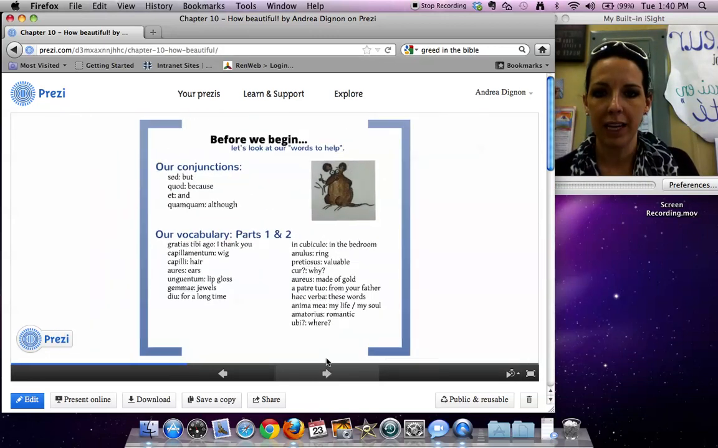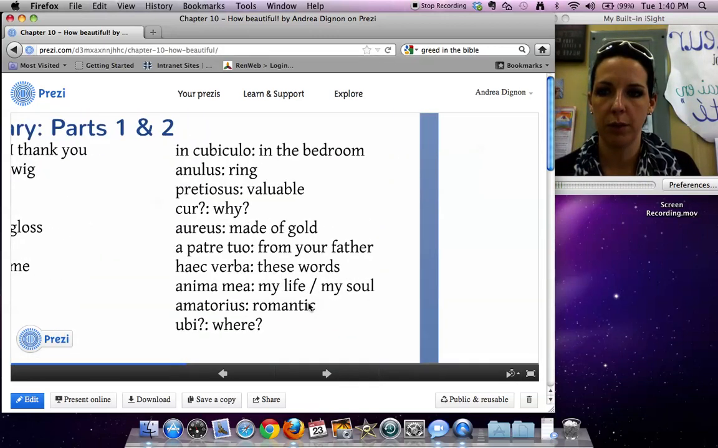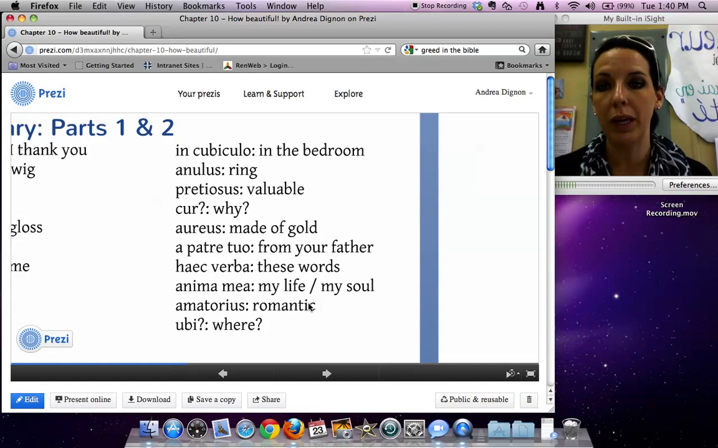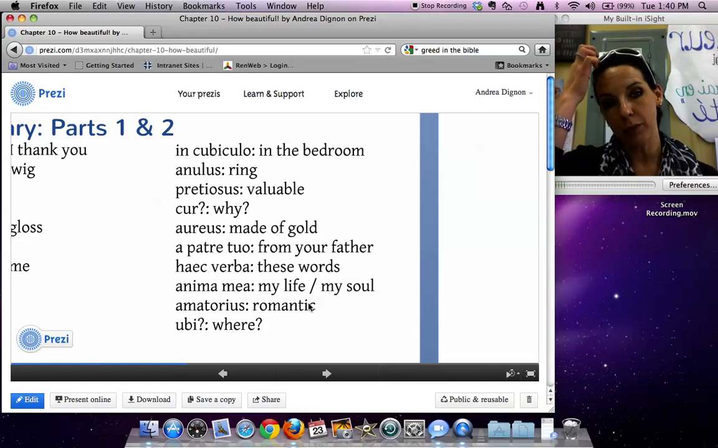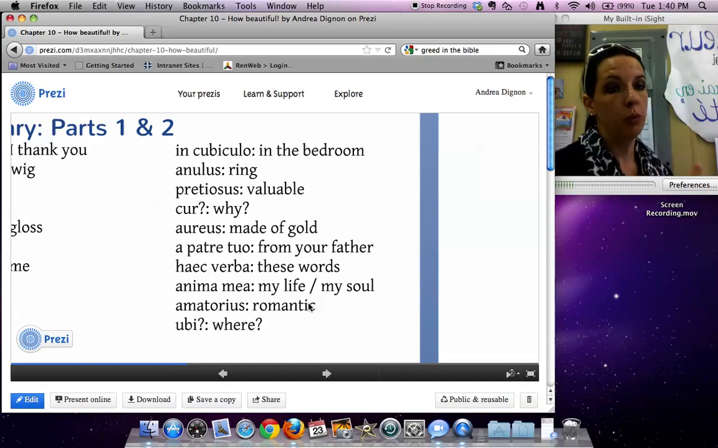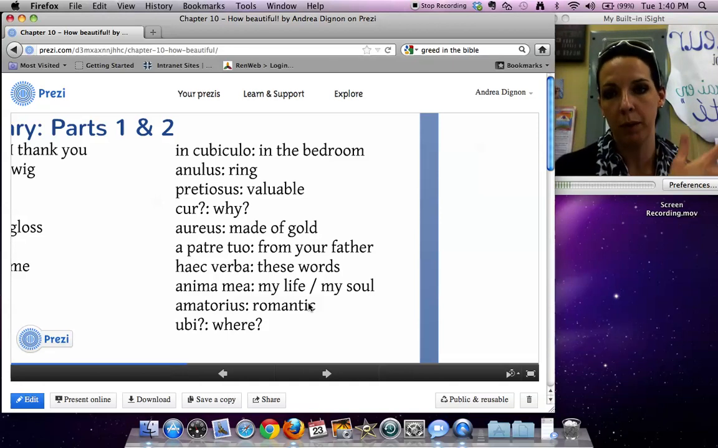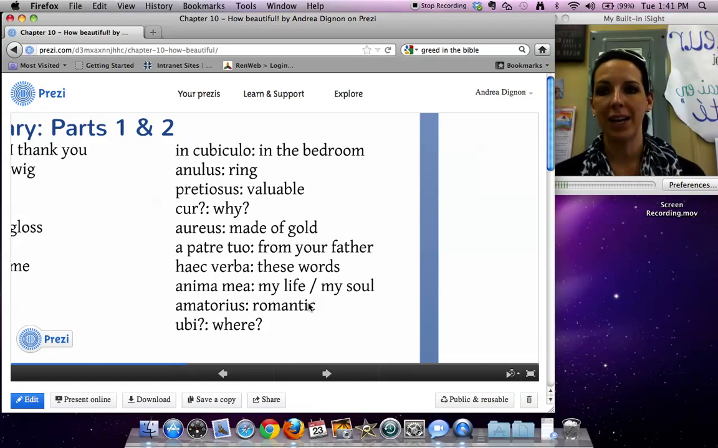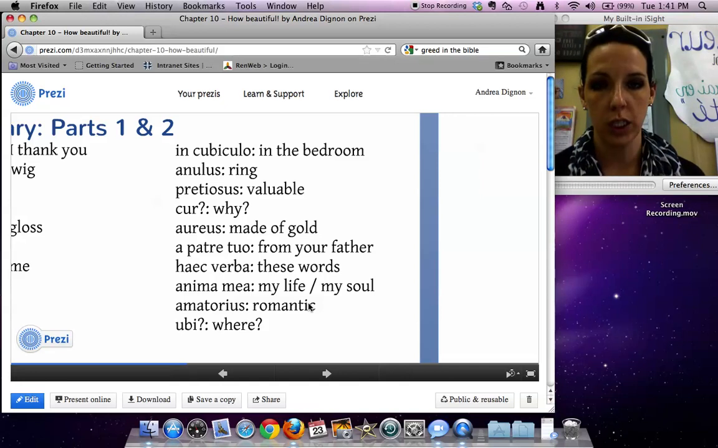All right, our second set of words here for chapter 10, part 2. You've got in cubiculo. The difference between in cubiculo and ad cubiculum: in cubiculo is in the bedroom. Ad cubiculum would be in your bedroom or in my bedroom. It implies possession. Anulus, which means ring. Pretiosus, which means valuable or precious.